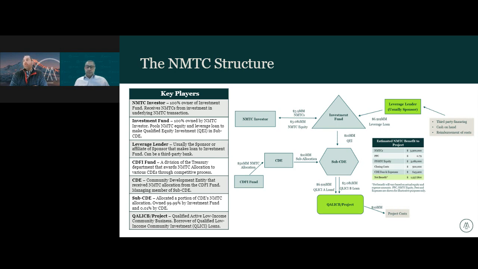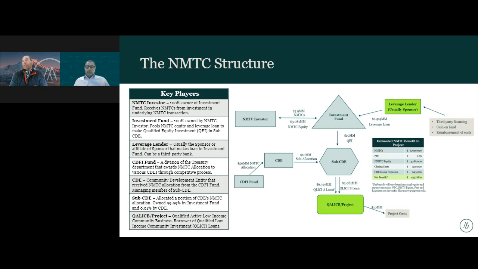It's pushed down to this CDE that in this hypothetical example has received $50 million of allocation from the CDFI fund, and has moved $10 million of its authority, not actual cash moving, it's just authority that moves to the sub-CDE entity there in the center.